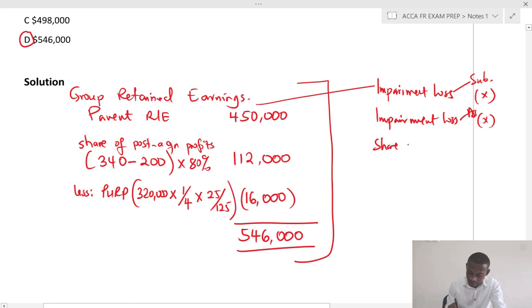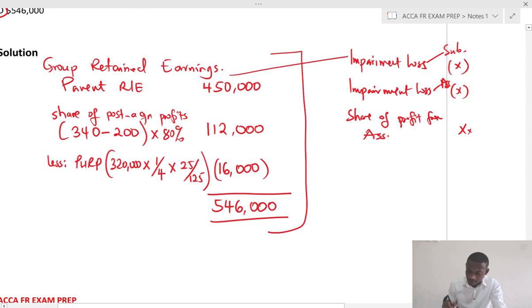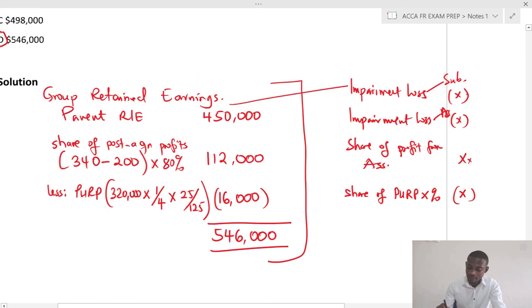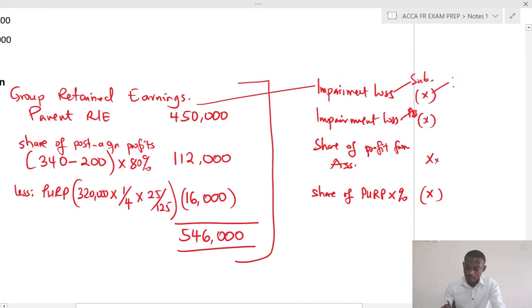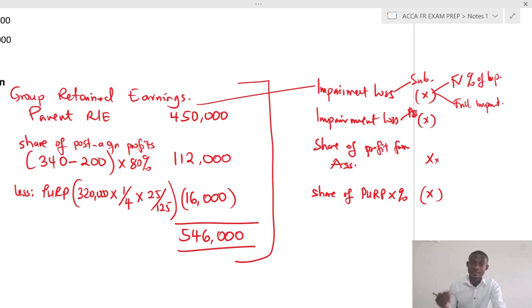And then we can have the share of profit from an associate, which is added to the retained earnings. And where the subsidiary is the one who sold goods and there's unrealized profit, we take their share of the PURP: we take the unrealized profit, then take their percentage, and that will give you the value. The unrealized profit will be deducted. In the same way, depending on the measurement of goodwill, if it is fair value, then we take their percentage of impairment. But if it is proportionate, then we take the full impairment to the parent retained earnings, plus or minus any other adjustment that will be relevant in the question.